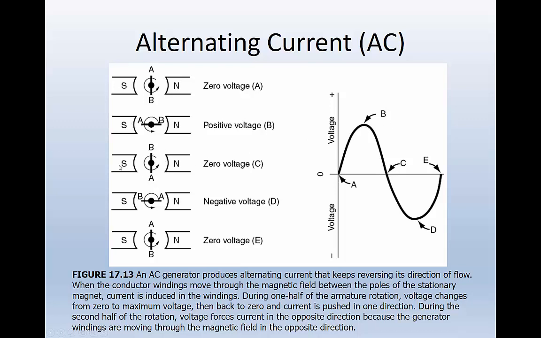Spins a little more, out of alignment, we get 0 again at C. Flips to the opposite from up here. So here at D, now we're at negative voltage. And then when we get up here at E, we're out of line, we're back at 0, and then the cycle just repeats. So you can see E and A are the exact same.